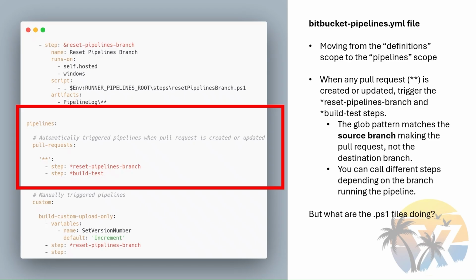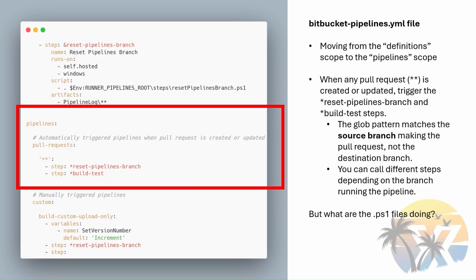Here, you can call out specific branches. So I'm sorry, I should clarify. The glob pattern there, that is the source branch that created the pull request. It's not the target branch that it's pointing at. It's the source branch that you created the pull request for, or from that branch to the target branch. So you can call out different pipeline steps for different branches depending on when the pull request is made.